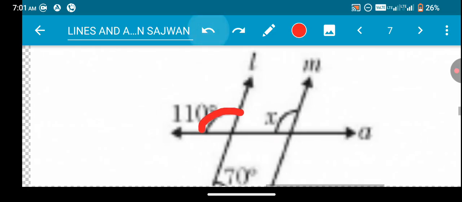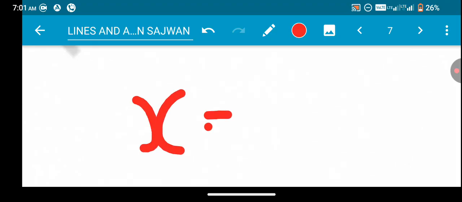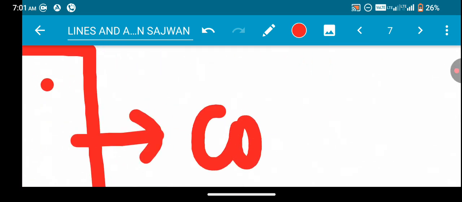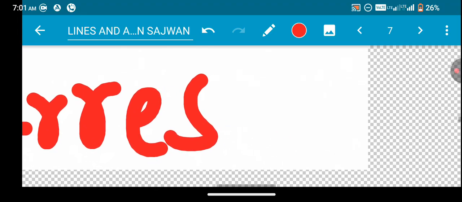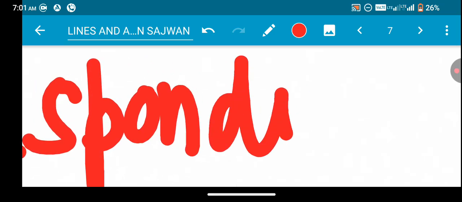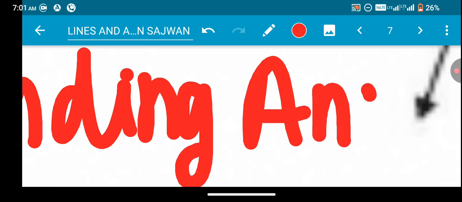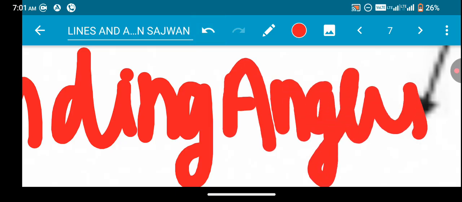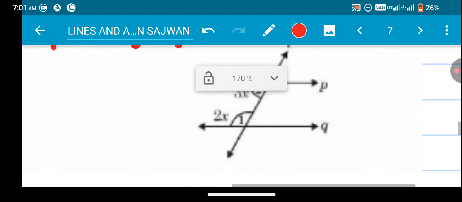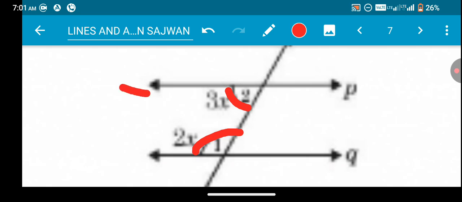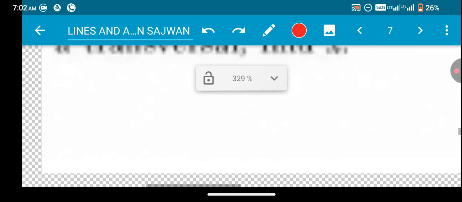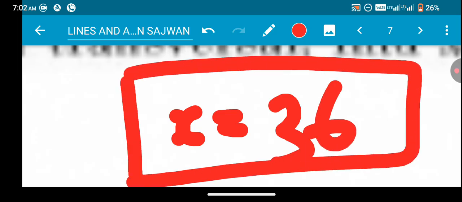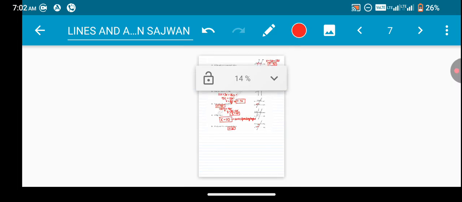Find x again. Corresponding angles. X will be equal to 110 degree only. Corresponding angles. Find x. These are adjacent angles. Again, 5x will be equal to 180, which means x will be equal to 36 degree, as we have done all this. This way we have done this also.